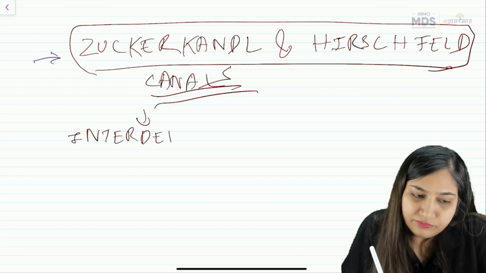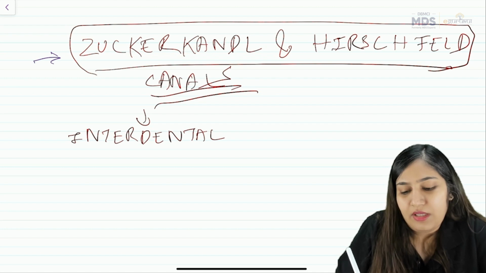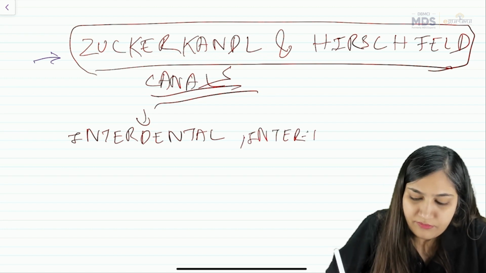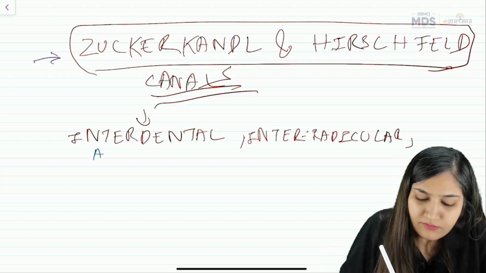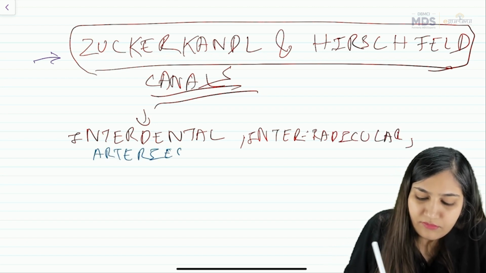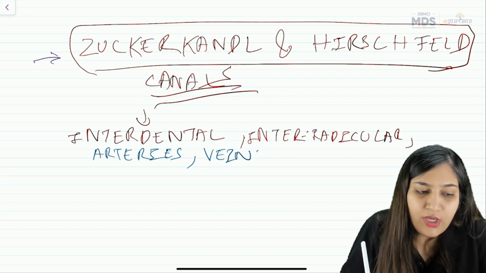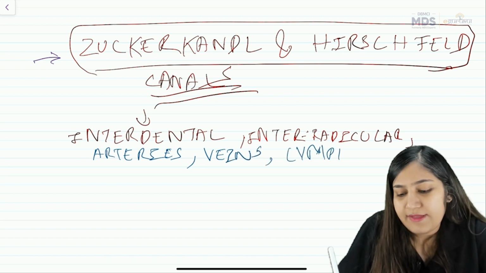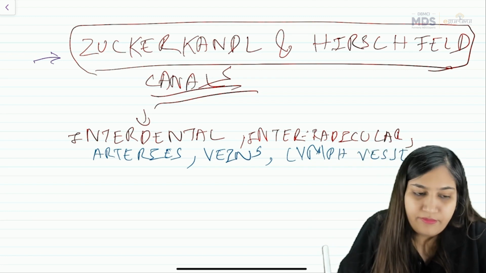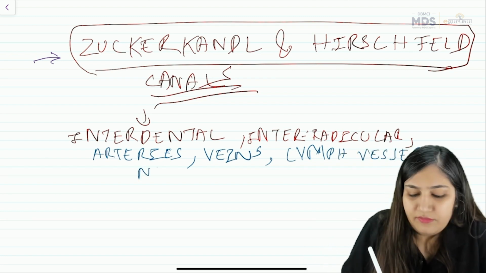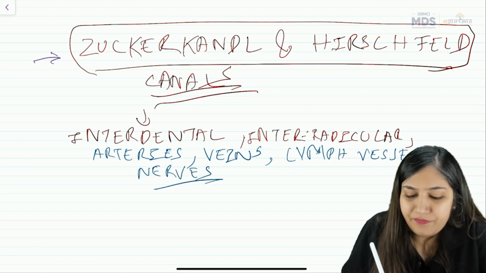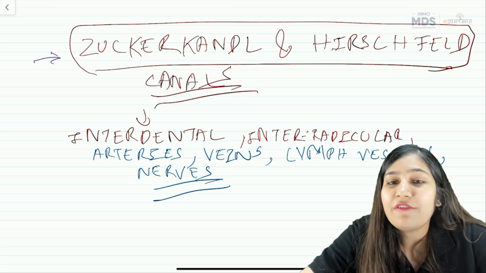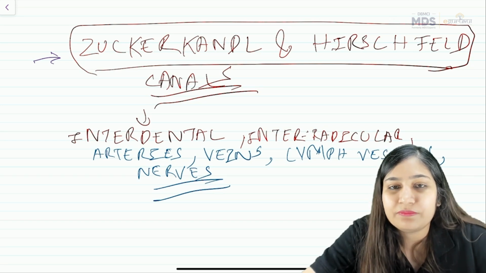Interdental and interradicular arteries, veins, lymph vessels, and nerves lie in perforating canals known as those of Hirschfeld and Zuckerkandl.